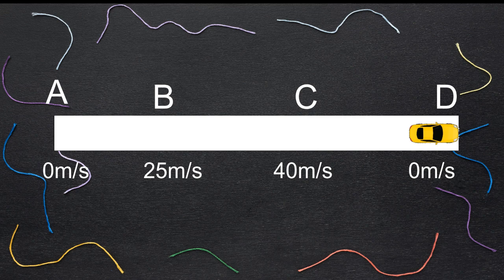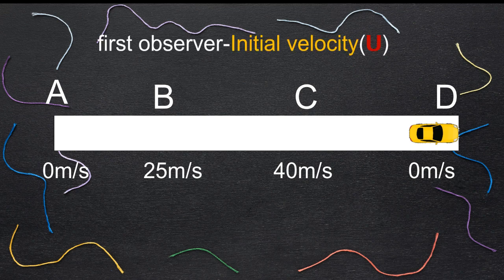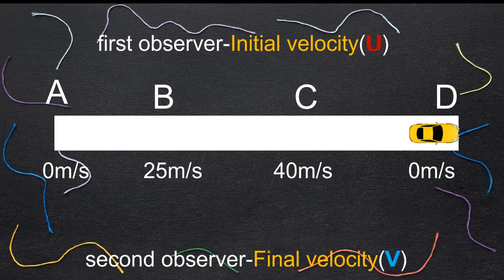Then we need two observers, one that would monitor initial velocity and the other observer will monitor final velocity. If our first observer is at A and our second observer is at B, then the initial velocity will be 0 meters per second and the final velocity will be 25 meters per second.